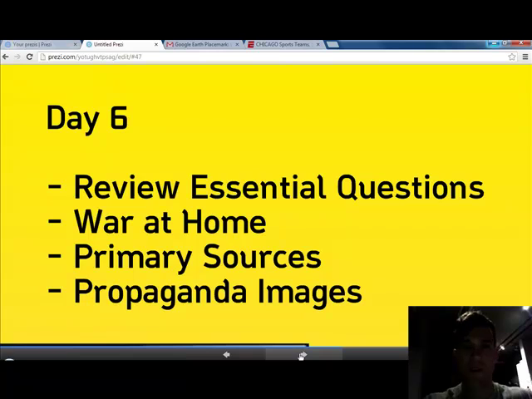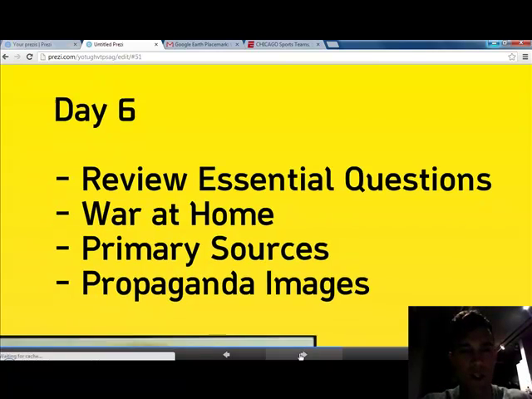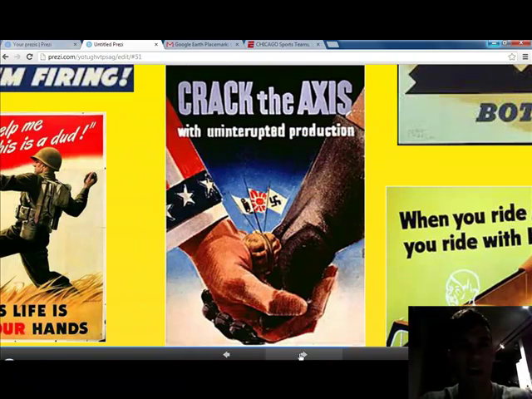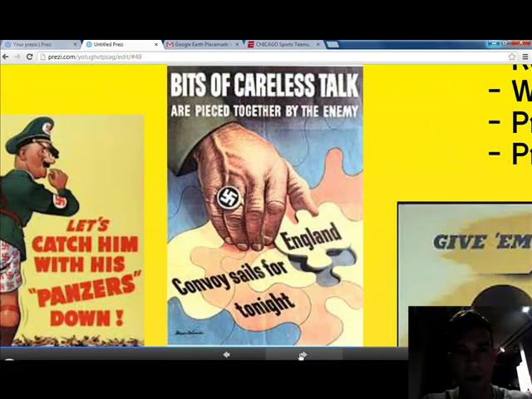Day 6, we will continue to review the essential questions throughout, but this is the day we'll look at a lot of propaganda. And here we'll talk a lot about the use of color, the use of imagery, the use of symbolism. We'll break down some very, very specific visual elements of each of these.